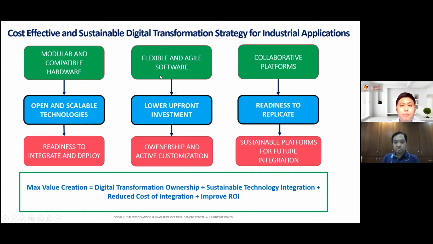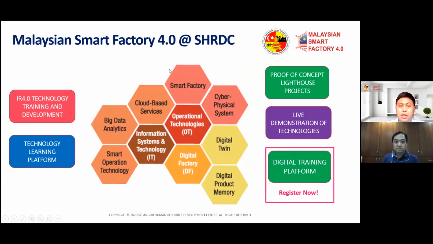So essentially what we do at SHRDC under the Malaysian Smart Factory is that we focus on tech talent development. We also do a technology learning platform where, once this MCO period is lifted, we are more than happy to have you all at our site to actually see the Smart Factory in real life. We do a lot of proof of concept and lighthouse projects. So industries that intend to look into digitizing certain operations, we are more than happy to look into your problem statements. Live demonstration of technologies where we showcase technologies happening in our center at the moment, right?